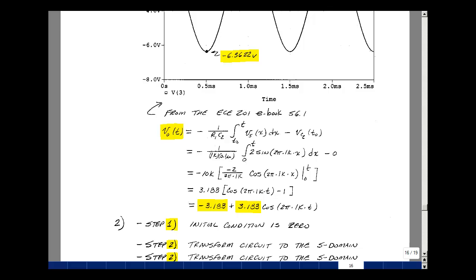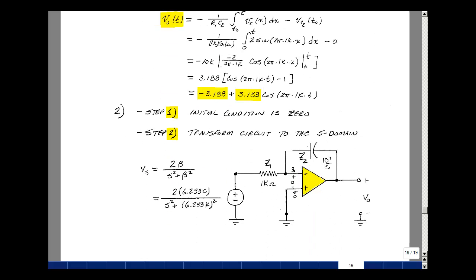Let's get our 5-step process. The first step is to find the initial conditions, which we already were given as 0. Second is to transform the circuit into the S domain. So our resistor is still a resistor, our op-amp is still an op-amp, but our capacitor is 1 over SC. And C was 0.1 microfarad, so the reciprocal of that is 10 to the 7th.